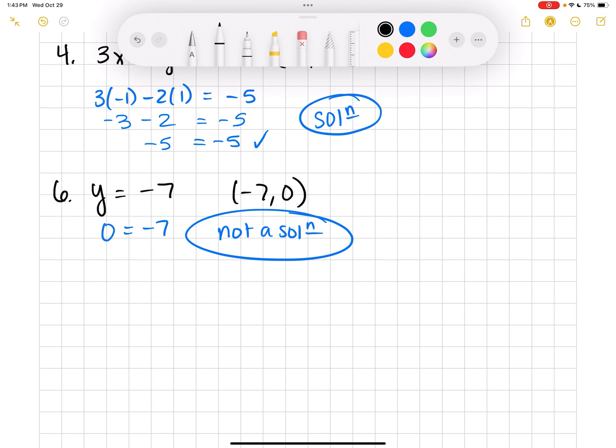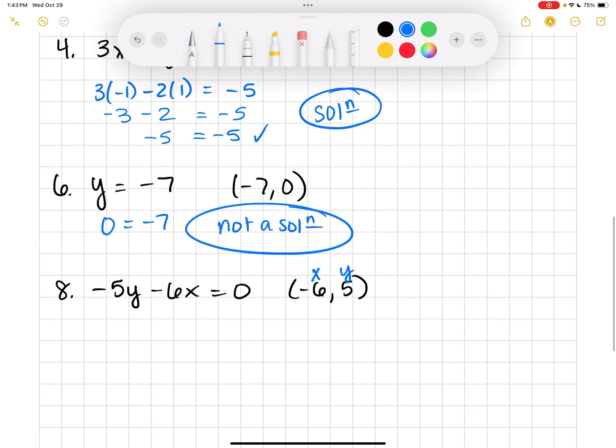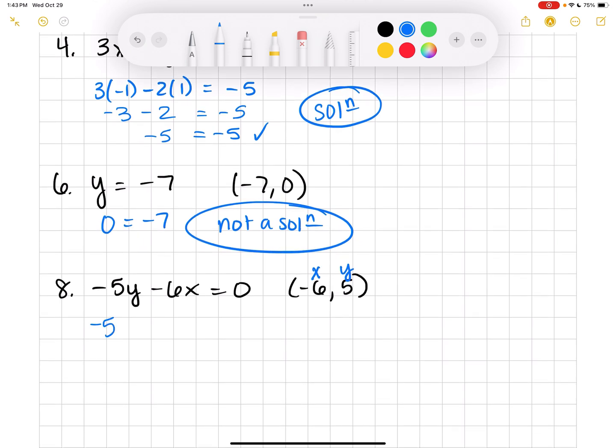-8. -5y minus 6x is equal to 0, and the point is -6, 5. So -6 is going to be x, 5 is going to be y, and I'm going to plug them in. So I have -5 times 5 minus 6 times -6 is equal to 0.